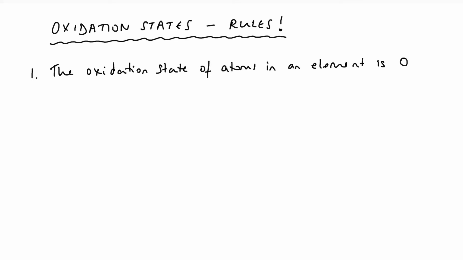Rule number 1, the oxidation state of atoms in an element is 0. So, for example, if I have a reaction that involves sodium or maybe bromine, because they are present in this reaction as elements, their oxidation state is 0. And we're assigning an oxidation state for the atom in that element, molecule, compound. That will become clearer in a second.